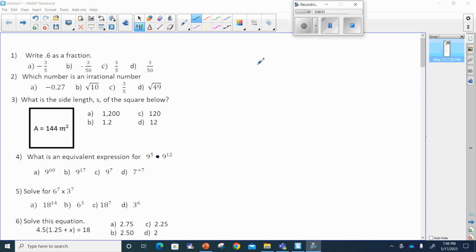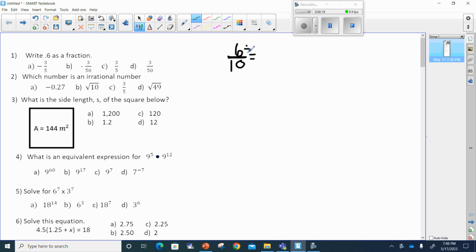And go over the study guide in the 7th grade advanced class. We've got to write 0.6 as a fraction. By 0.6, remember, I take the dot, turn it into a line, put a 0 underneath each number, and put a 1 in front. That's going to equal 6 over 10.